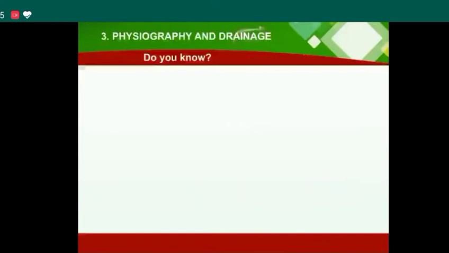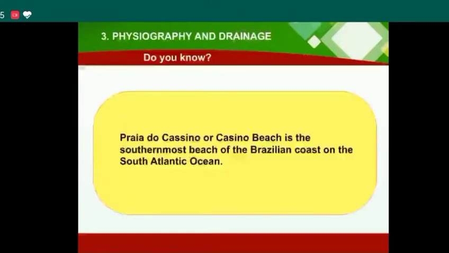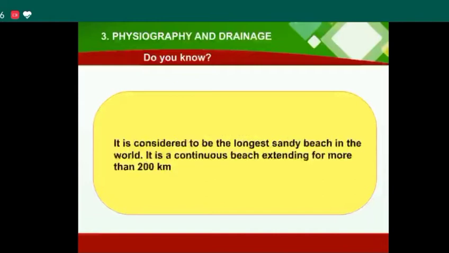Do you know? Praia do Cassino or Cassino Beach is the southernmost beach of the Brazilian coast on the South Atlantic Ocean. It is considered to be the longest sandy beach in the world. It is a continuous beach extending for more than 200 kilometers.